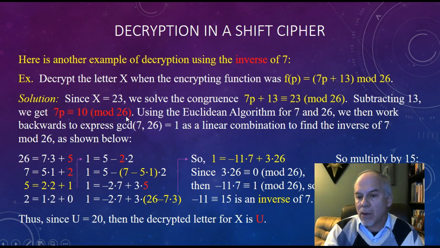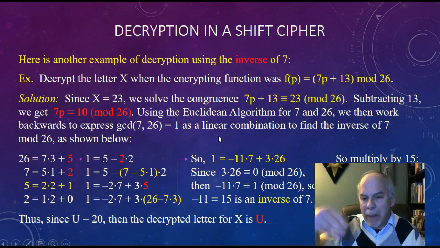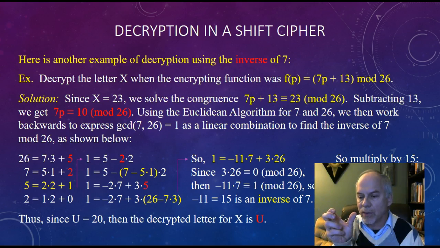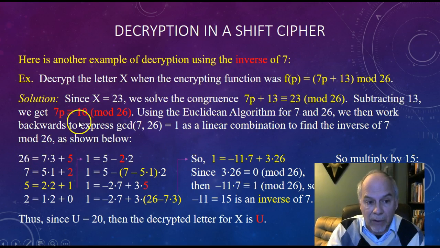Now what we're going to do is use the Euclidean algorithm and then work it backwards to get those Bezout coefficients and therefore basically find the inverse of 7. All right, so here's the Euclidean algorithm using 7 and 26. So 26 is 7 times 3 plus 5, and then you bring down the 7. 7 is 5 times 1 plus 2, and then you bring down the 5. So 5 is 2 times 2 plus 1, and then bring down the 2. 2 is 1 times 2 plus 0.